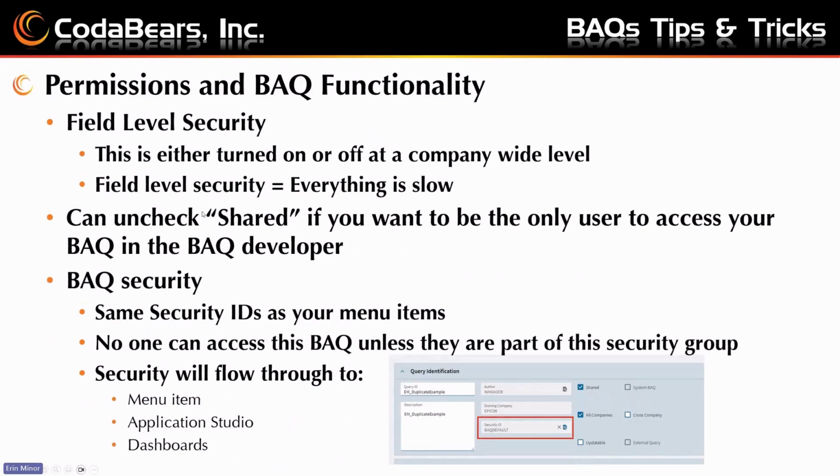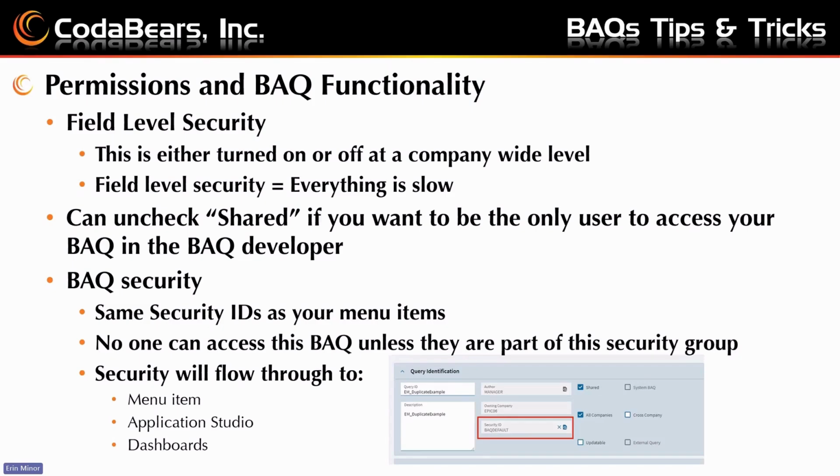All right, let's talk about permissions and BAQ functionality. So there is field level security. This is a company-wide thing. If your company has field level security turned on, everything is going to be slow. Your BAQs are going to be slow, your reports are going to be slow, everything in Epicor in general is going to be slow. It's either on or it's off, and it's at a company level. So you can ask your company if that's on or not. But if things are really slow, it could be that. I would not recommend turning it on. We do not recommend ever turning it on.